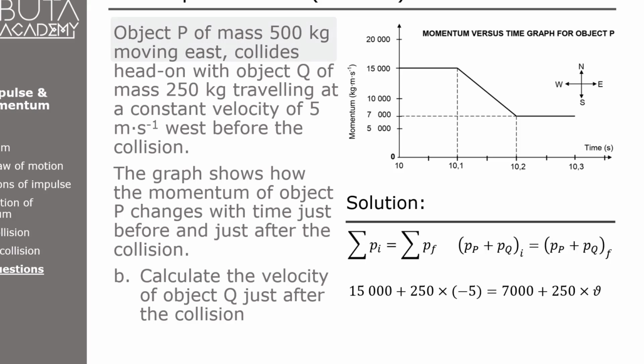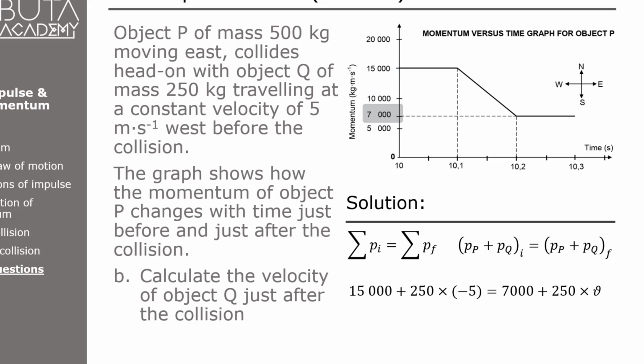According to the question, object P was initially traveling east, and its initial momentum has a positive value on the graph. This shows that east has already been selected as the positive direction in the question. The westward direction will be considered as negative in this situation.